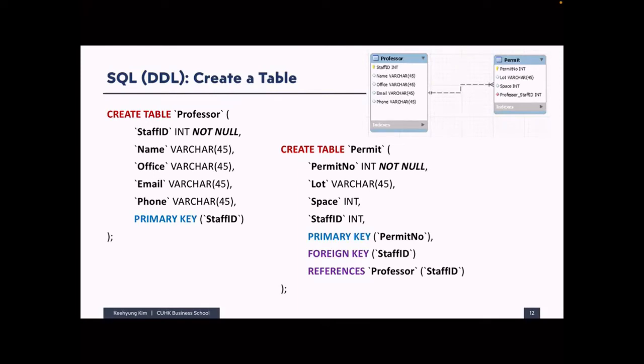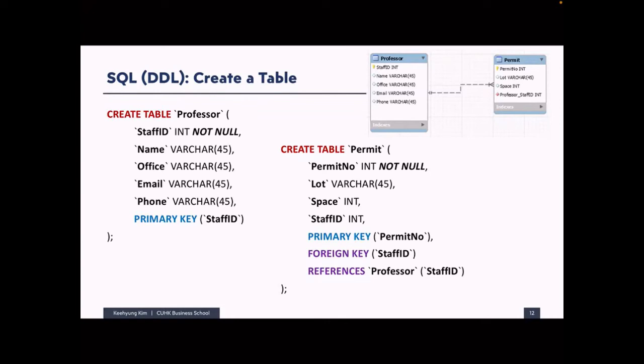So the first part is the attribute name, and then you specify the data type for that attribute, and you specify additional options. So in this case, for step ID, I put not null because step ID will be used as a primary key. So it shouldn't be empty. Every row must have a certain value on the step ID. For other attributes, I did the same thing. I put the attribute name, the data type, character, 45 number of characters.